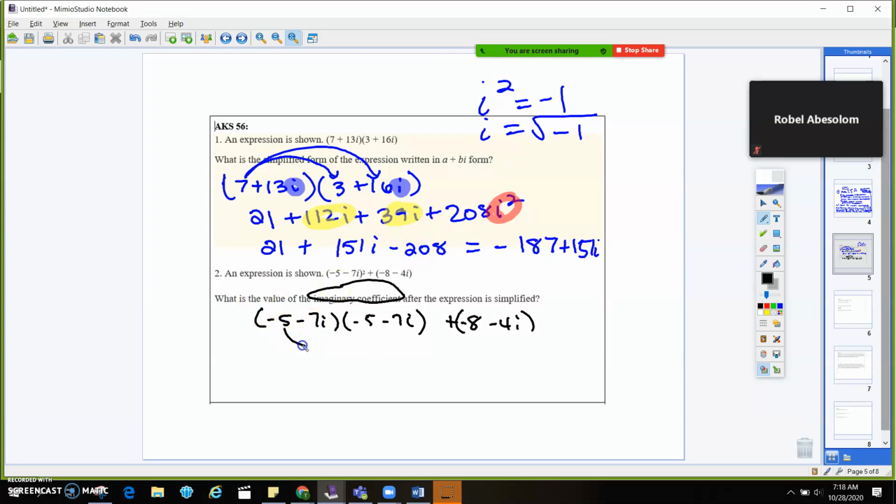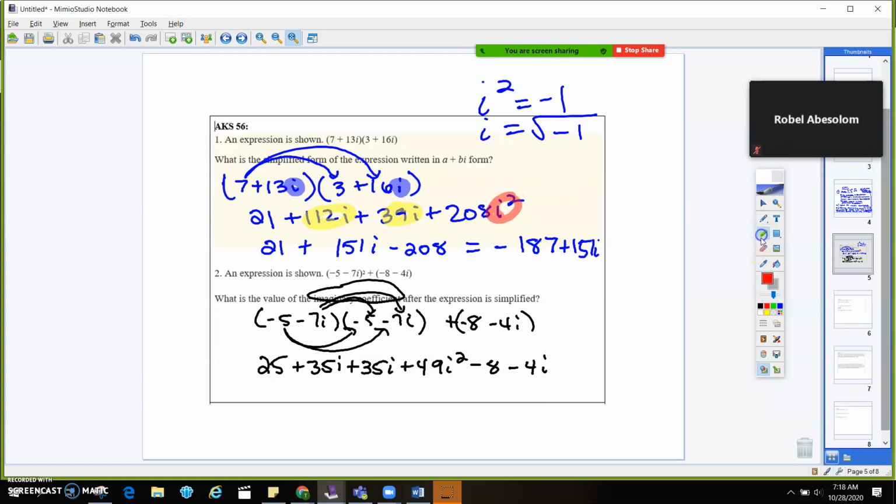So we're going to do -5 times -5, which is 25. -5 times -7i, which is positive 35i. -7i times -5 is going to give me 35i. It's going to give me positive 49i squared. And then we've got -8 minus 4i. I just took out the parentheses because I don't really need them.